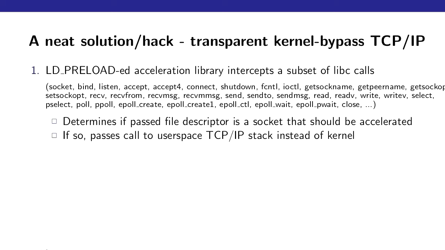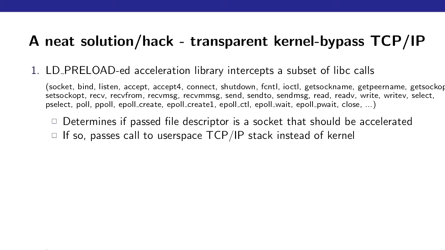So one of the solutions that's used a lot in this space, which some people may not be familiar with, is this idea of transparent kernel bypass, where you have an existing sockets application, and you basically LD preload an acceleration library underneath it. I've called this a neat solution slash hack. Obviously, LD preloading under libc is a hack, but it works quite well. So the idea is to intercept all the socket-related libc calls, and of course, because some things like read and write and signal handling and stuff like that are somewhat interdependent on this stuff, you actually need to hook more than just the sock calls, but there's a subset of libc calls that you can hook.